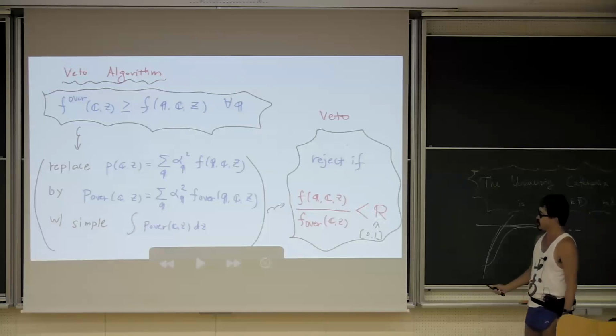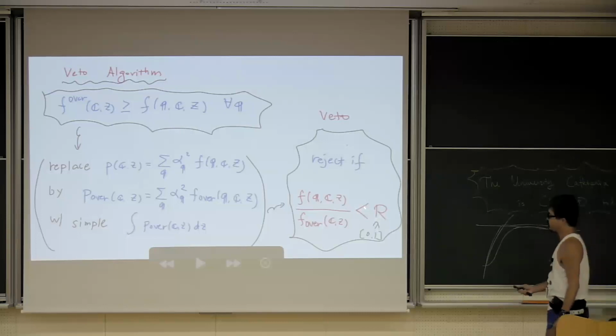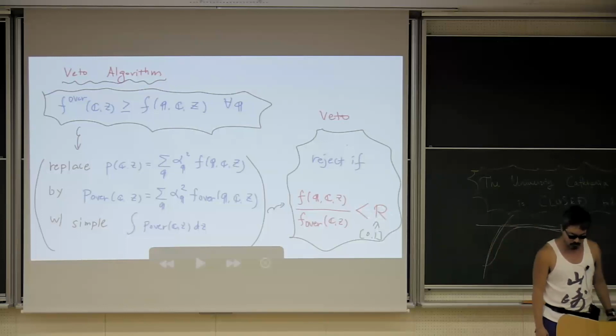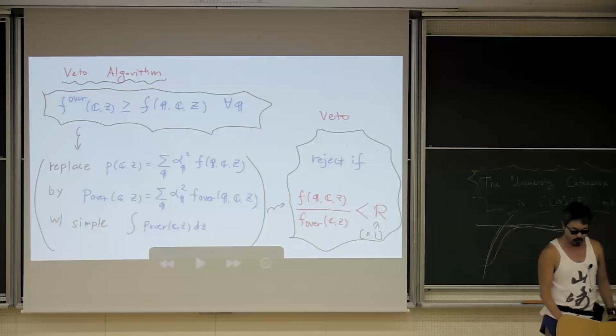And if this combination is smaller than R, then you reject it, which means that nothing happens. Because you're overestimating it, you're going to reject it with penalty. And then you can show after some computation that this gives the correct answer. So this is the extra procedure, the Veto procedure, which gives the correct answer.